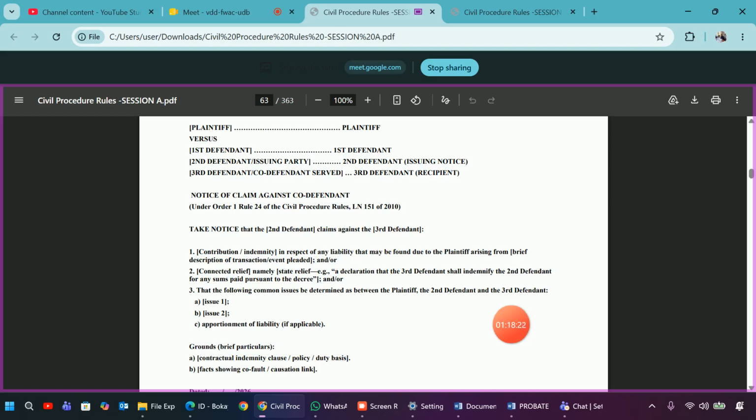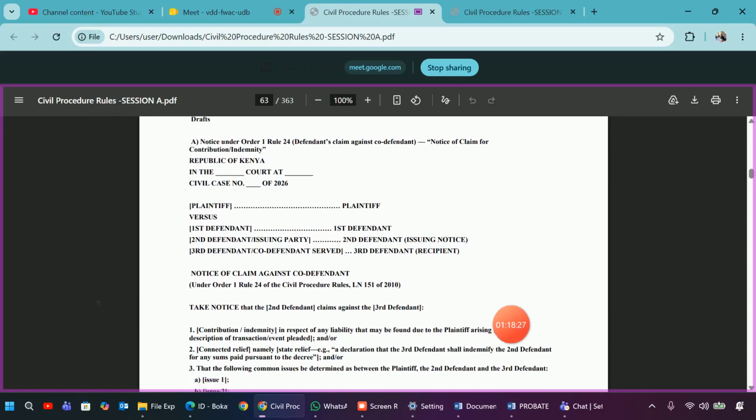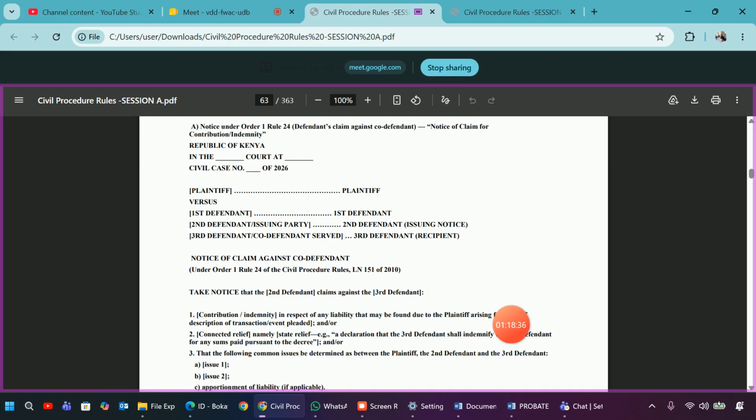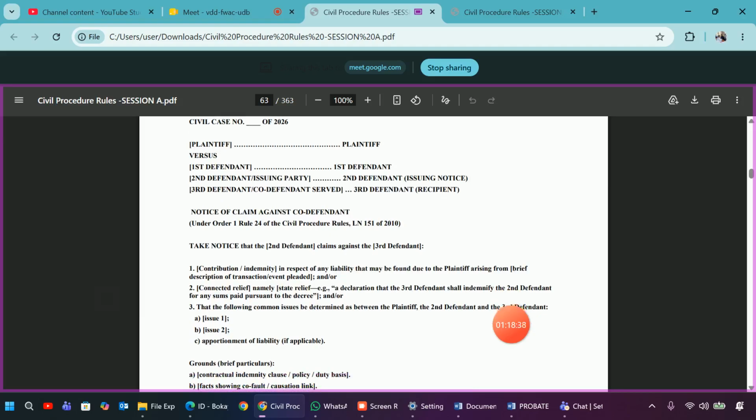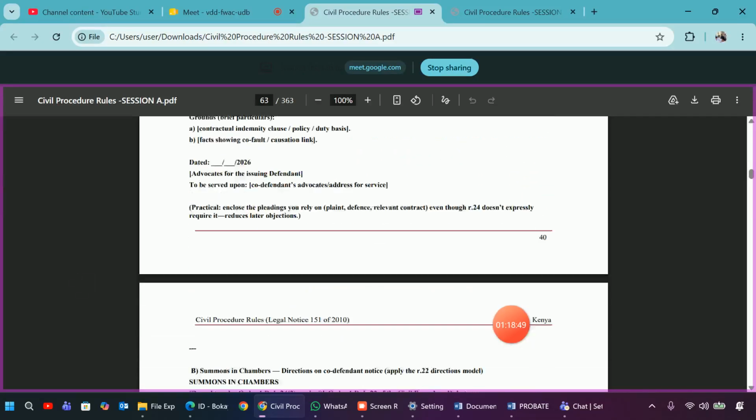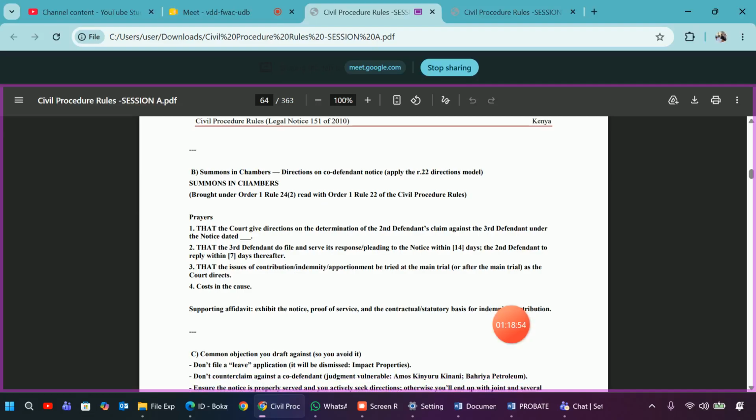So you will say that, remember the parties, look at the parties: there is a plaintiff, there is a first defendant, then there is a second defendant, also an issuing party. So the second defendant is the one issuing this notice to who? To the recipient being the third defendant. So take notice that the second defendant claims against the third defendant, one, contribution or indemnity, then connected relief, that the common issues be determined as between the plaintiff and the second defendant. So up to that point, we have gained a good insight.